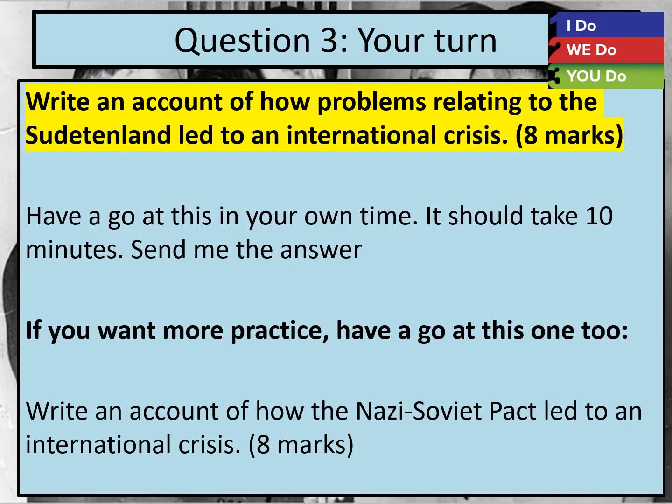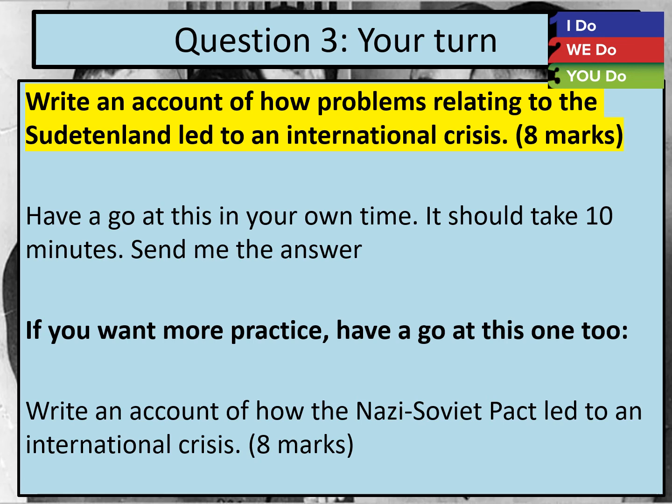Your job now, Year 11, is to have a go at the question that is on the screen at the moment. Write an account of how problems relating to the Sudetenland led to an international crisis. It's very, very similar to the Austrian example that we've just looked at. You're going to start off by looking at the background. So your first paragraph is all going to be about, well, what is it that Hitler wanted?